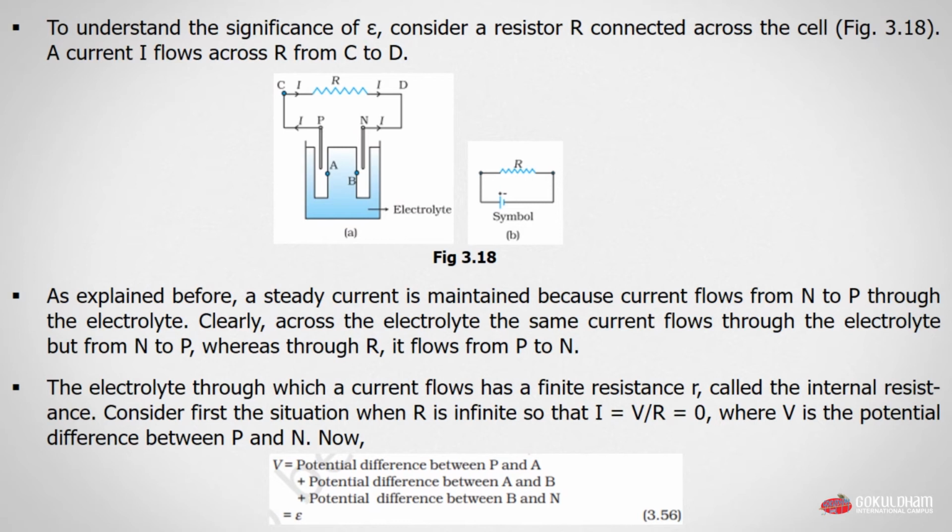Consider the first situation where R is infinite, so that I is equal to V by R, which will be equal to 0, where V is the potential difference between P and N, between positive and negative electrode. Now V is equal to the potential difference between P and A plus between A and B plus between B and N, which will be equal to our epsilon, or we can say our electromotive force EMF, which is our equation 3.56.